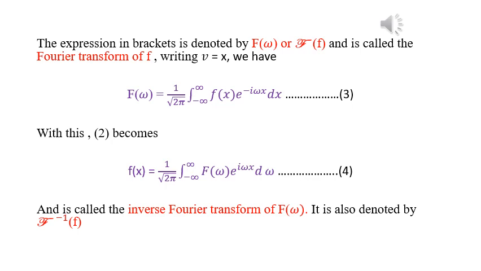So for Fourier transform, the notation is F of omega or script F of f, and the formula is 1 by root 2 pi integral minus infinity to infinity f of x e raised to minus i omega x dx. And for the inverse Fourier transform, the formula is f of x is equal to 1 by root 2 pi integral minus infinity to infinity F of omega e raised to i omega x d omega, and is denoted as small f of x or script F inverse of F.